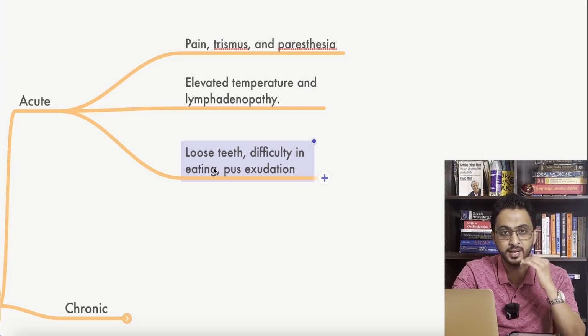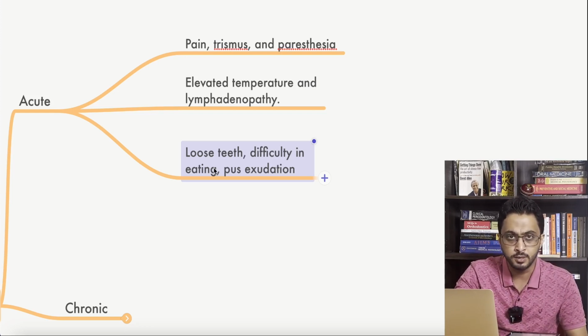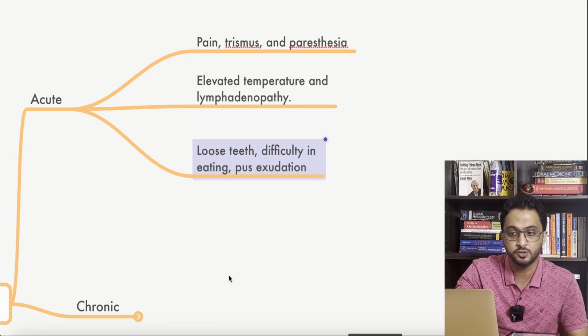Now loose teeth. It's basically periapical pus formation if it is there. I'm talking about acute and not condensing osteitis or chronic type. Loose teeth will be there, difficulty in eating will be there, and pus will definitely be exudating. I'll show you the picture out there.